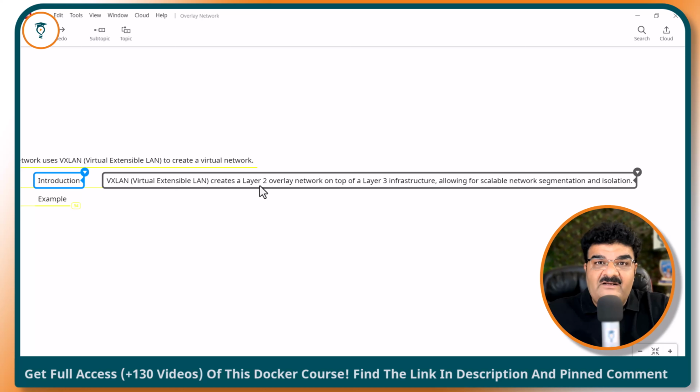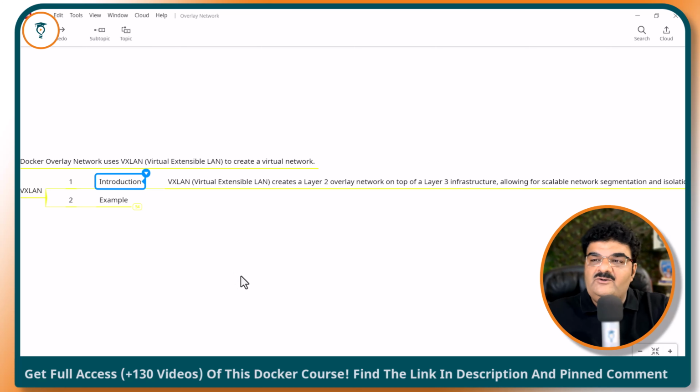VXLAN creates a layer 2 overlay network on top of layer 3 infrastructure, allowing for scalable network segmentation and isolation. After virtualization, we are moving a virtual machine from one side to another. In this case, technologies like VXLAN are extremely useful. In AWS, when we are setting up peering between two VPCs, a type of VXLAN technology is also being used in the background.